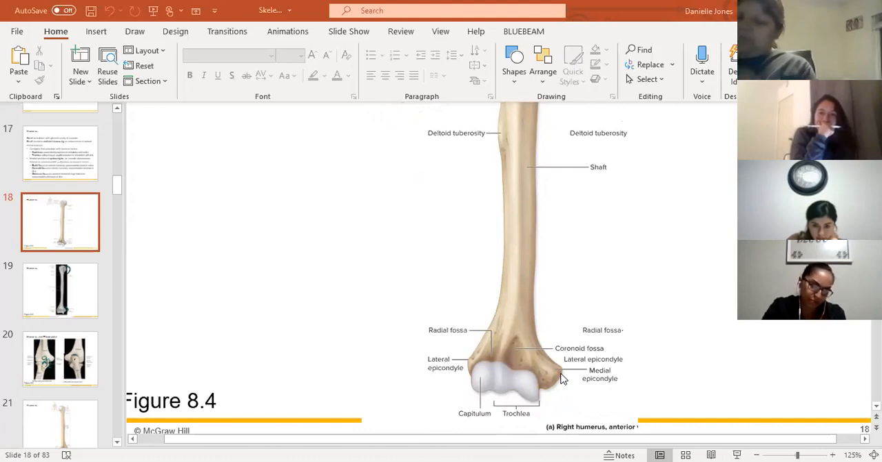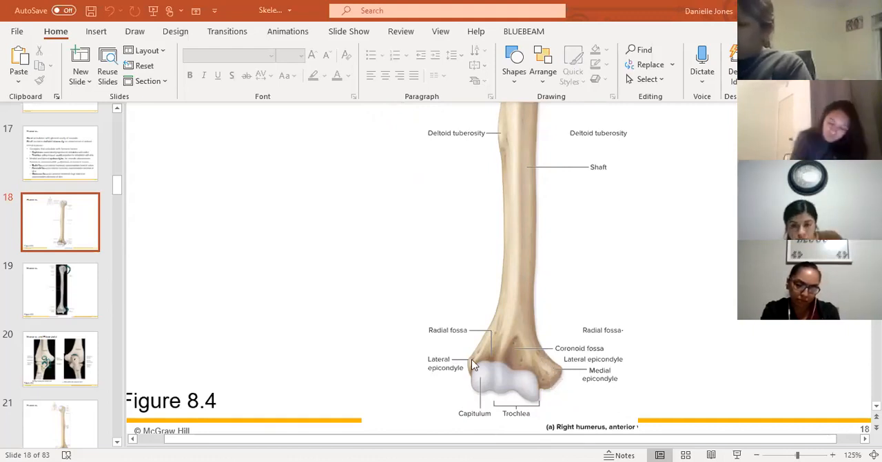From there, you're going to have a few fossas and a few condyles. Now, these condyles have very specific names. We said epicondyle means on top of a condyle. So here we have a medial epicondyle. Here's the lateral epicondyle. Notice how small that lateral epicondyle is. Not very big at all. Those are on top of condyles. Condyles are bumps. Here are some bumps right here. This is the capitulum, supposed to be like a head. This is the trochlea. A trochlea means like a pulley.